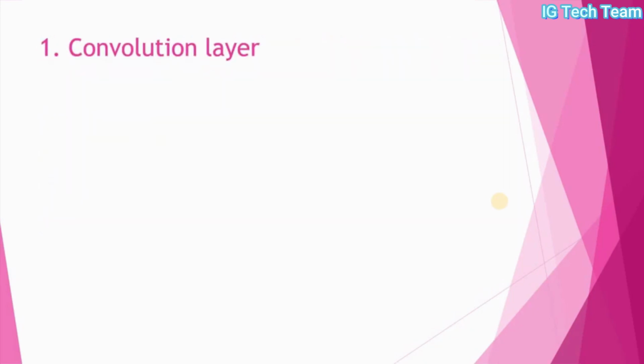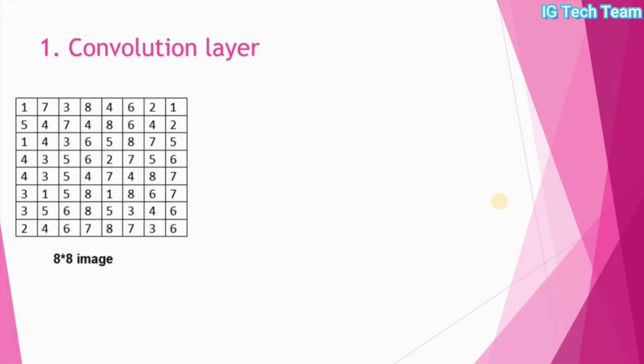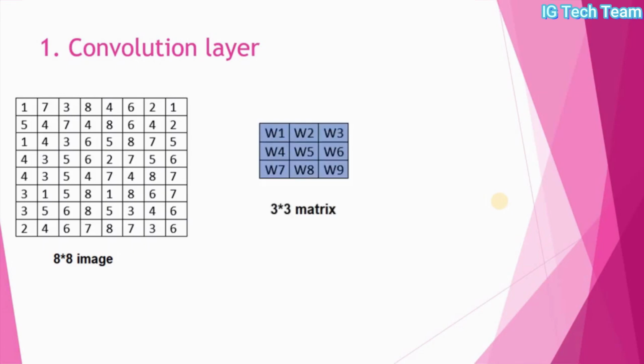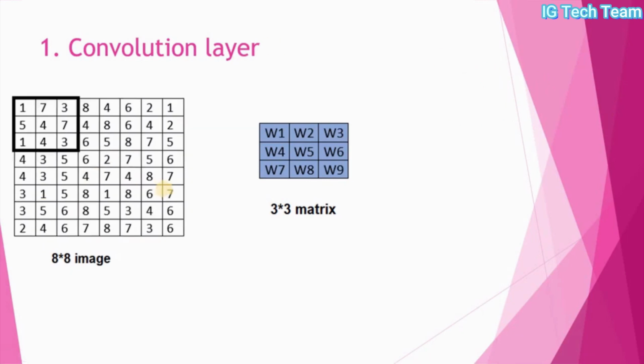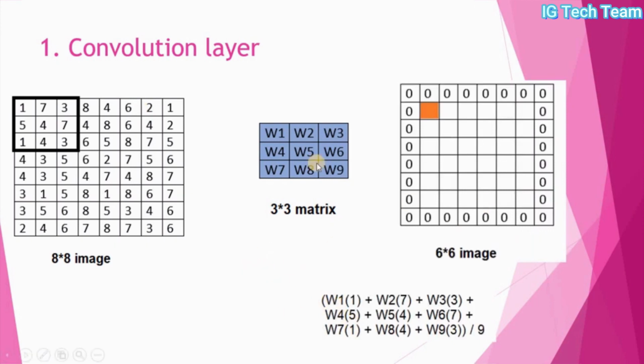Suppose we have an 8 by 8 dimension image. We can't pass images directly, we need to convert images into matrix form. Let me choose a 3 by 3 dimension filter which contains random weights from W1 to W9. We need to map this filter across the whole 8 by 8 image, and update the weight in the middle position by computing the dot product between them, and finding their average value.